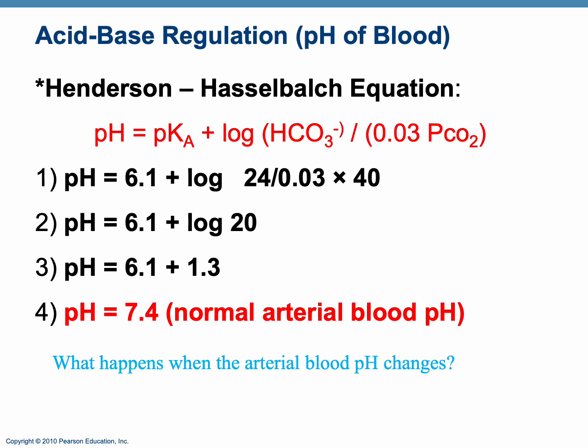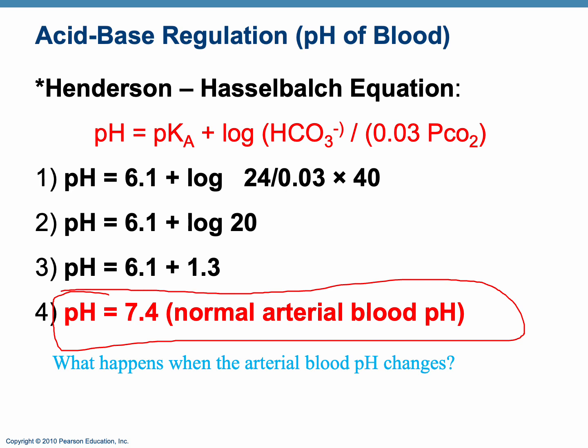Based off the Henderson-Hasselbalch equation then, if you were to go ahead and derive the normal arterial blood pH, there's various different variables you would plug in to get this answer here of 7.4, which is the typical normal arterial blood pH in the body. So we must ask ourselves, well, what happens when the arterial blood pH changes? And this will lead us now into looking at the various acid-base states, the four major ones that can occur with certain people, changes in their blood pH.